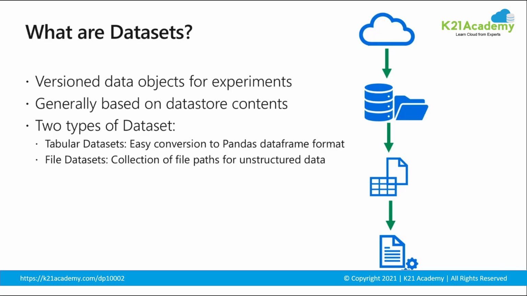Everything is predefined. So we have two types of dataset: file dataset and tabular dataset. File dataset is used whenever you have multiple files, such as images, available inside the data store. I want to pull all of them, and I want to train one convolutional neural network with that. That's where it comes into the picture.